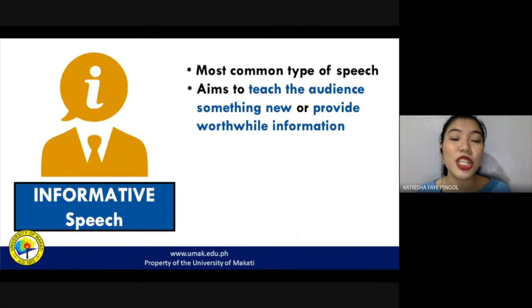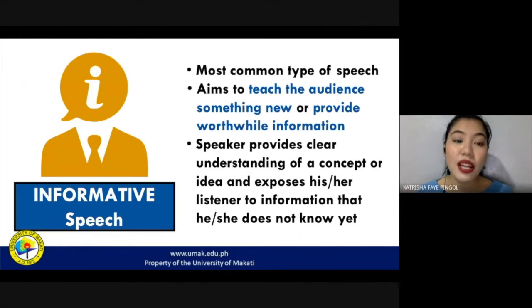Therefore, informative speeches aim to teach the audience something new, or even provide information that they believe the audience will think is worthwhile. When a speaker intends to deliver an informative speech, he or she must provide a clear understanding of a specific concept or a specific idea. When he or she does this, he or she is exposing the listener to information that they do not know yet. So they are trying to teach them something that they did not know before.